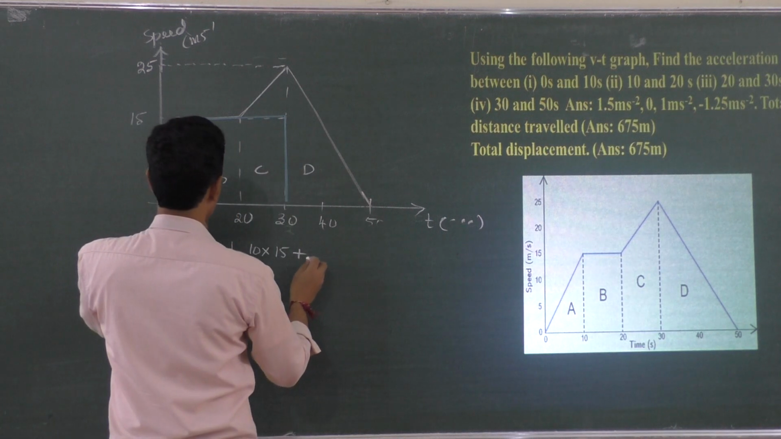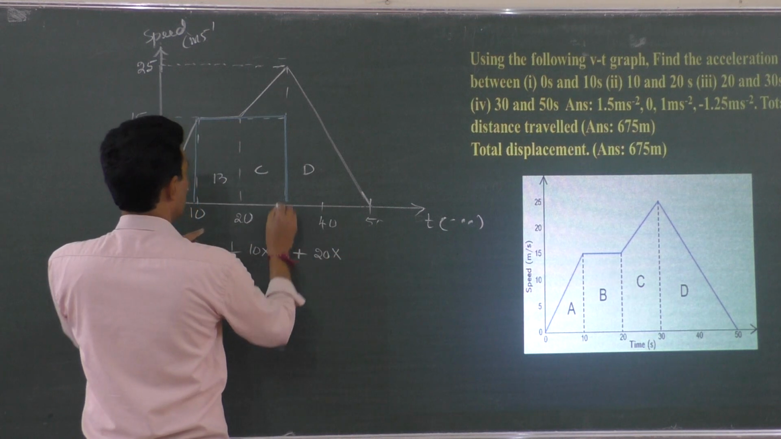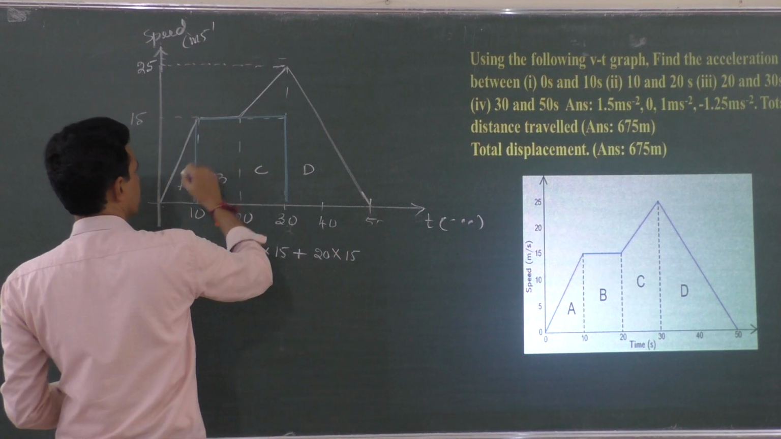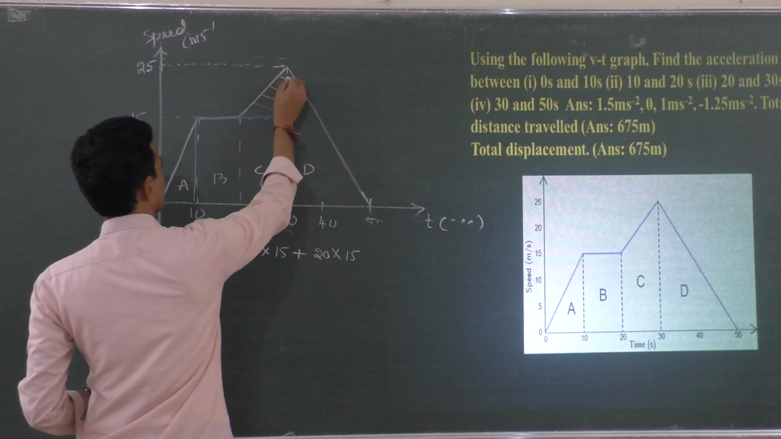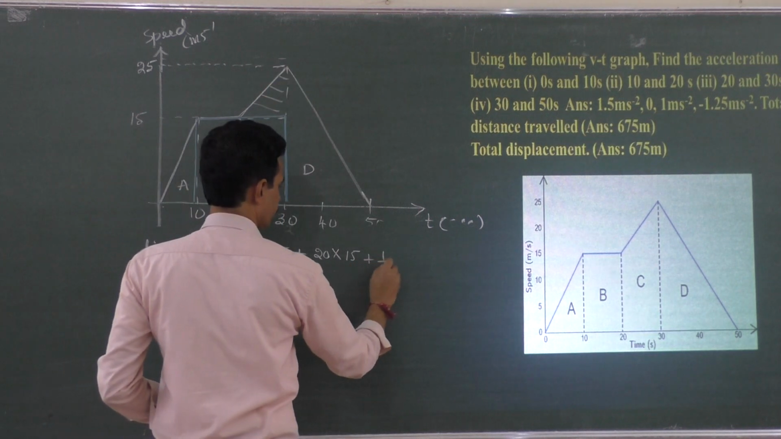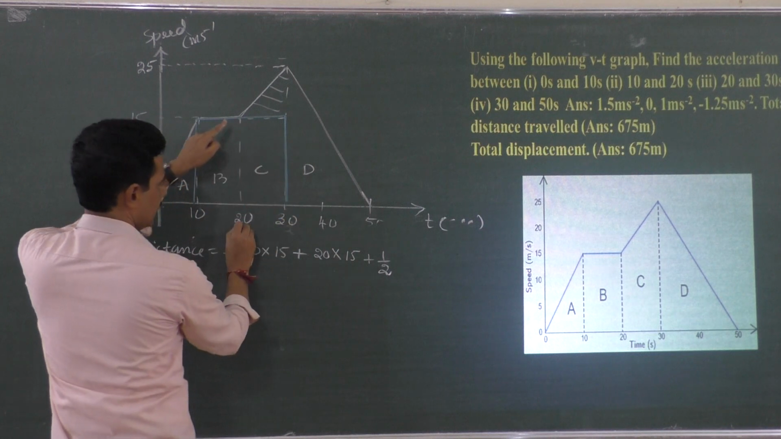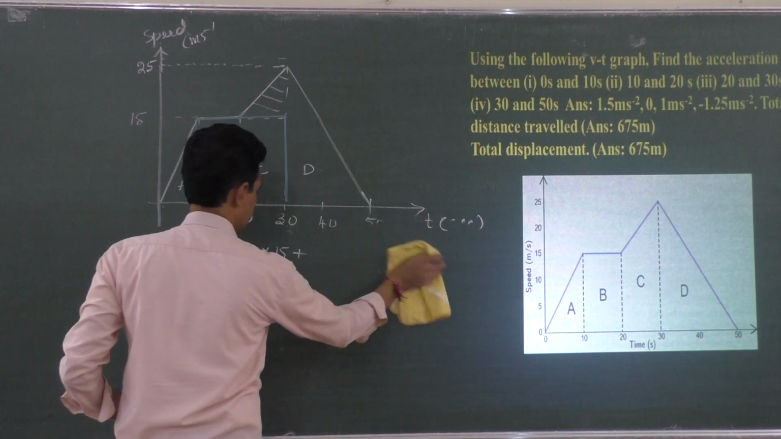Half length is 30 minus 10, 20, into height 15, right? So I have found out the area of the full this one. And then this one is left, this one. Half base, from here to here only, is 30 minus 20, 10. Okay, should I write it?